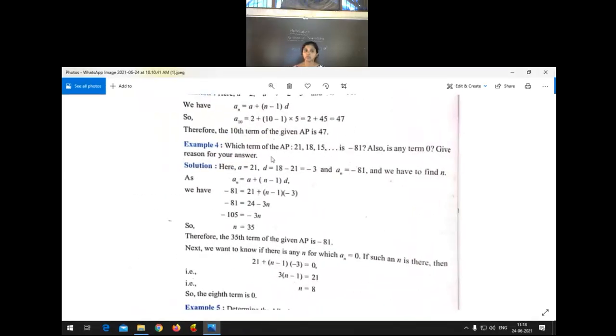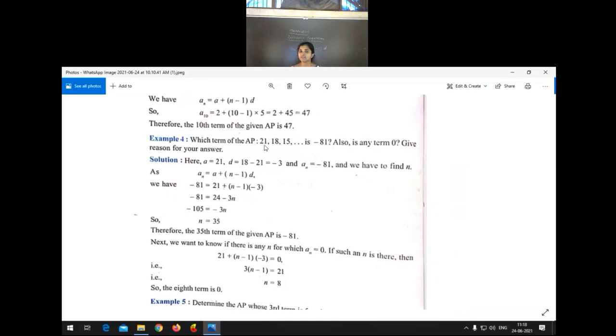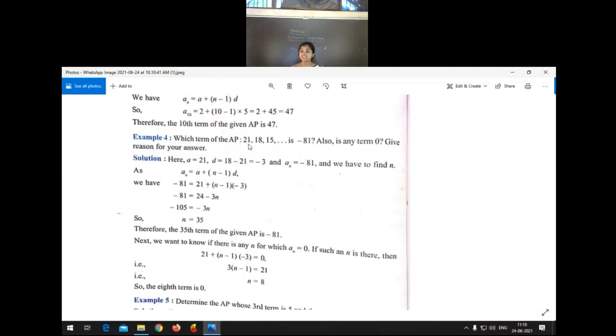Yes, we are moving to the next problem, example 4. Which term of the AP 21, 18, 15, and so on is minus 81? It's a different question.